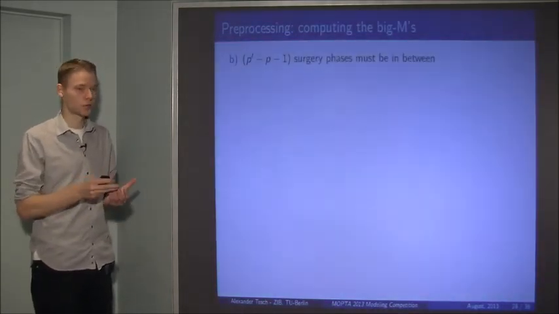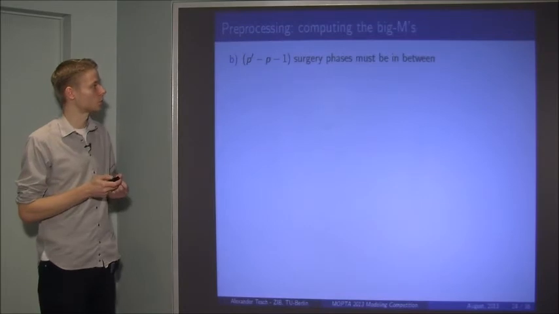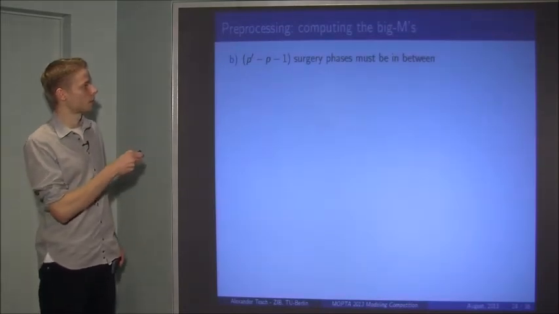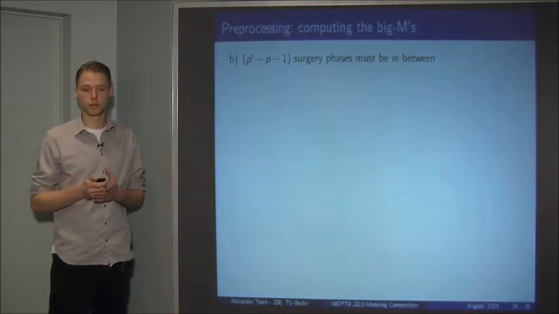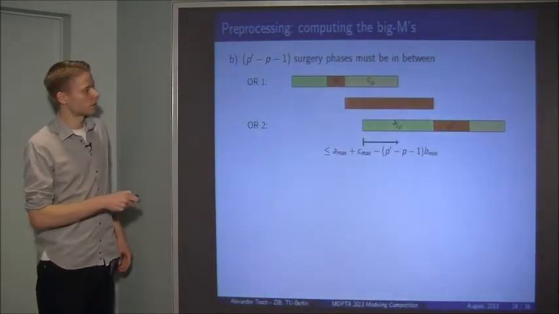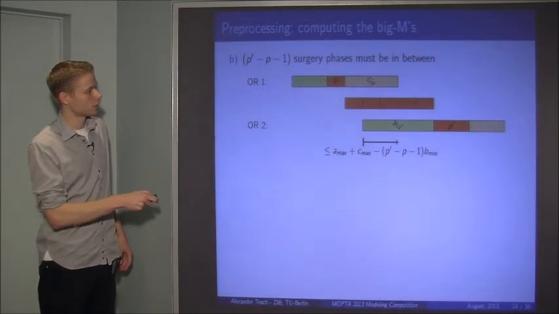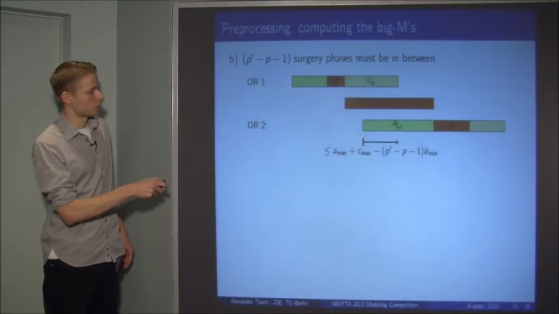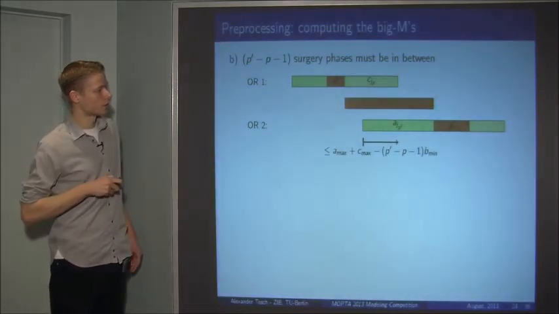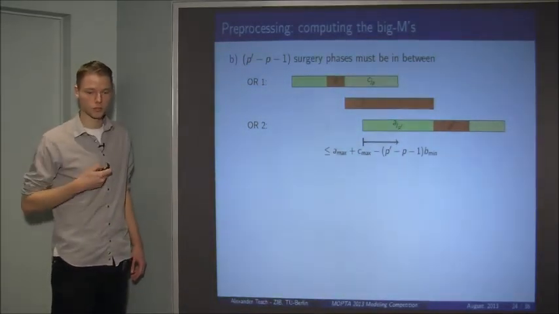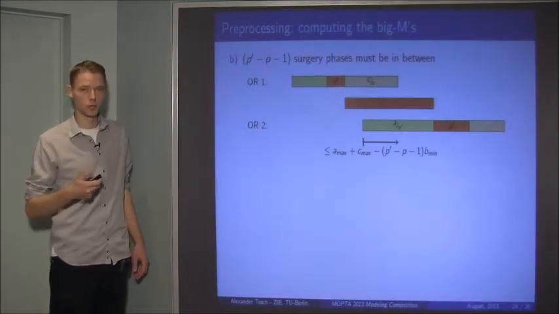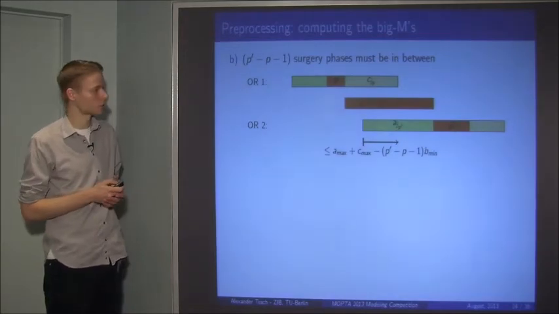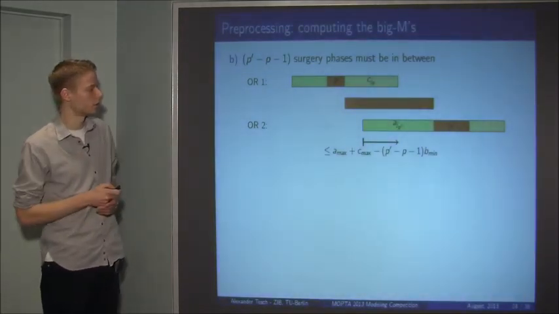So the second property where we can tighten this bound once more is that there must be P prime minus P minus one surgery phases in between. And this means that we can extend this bound to this one here, because we have to subtract all the surgery phases that must be in between, by the maximum amount, and this must be the minimal value of the surgery phases, because we subtract them here.